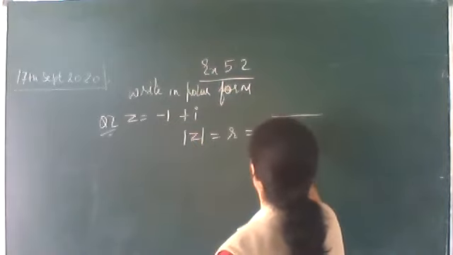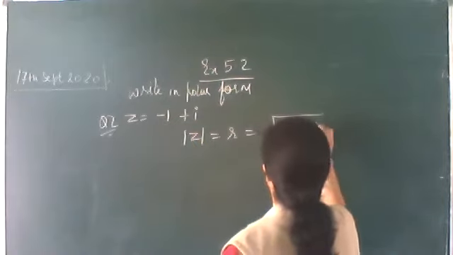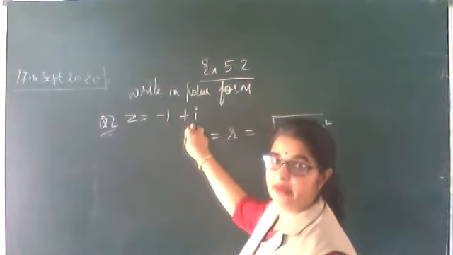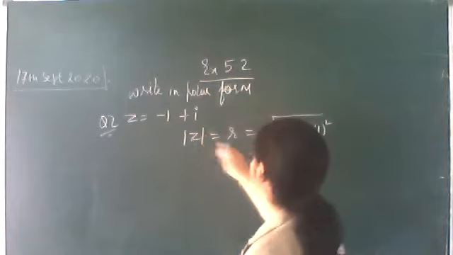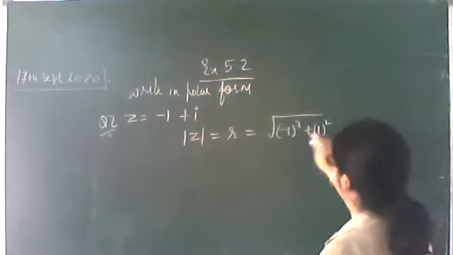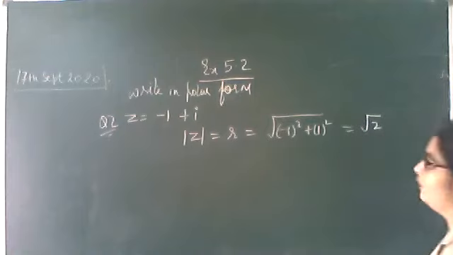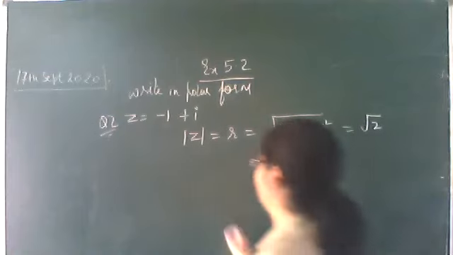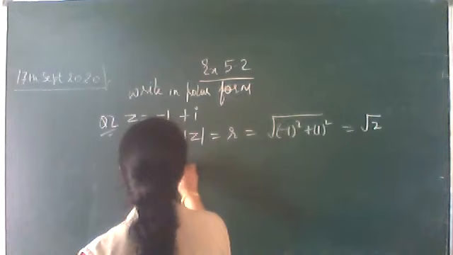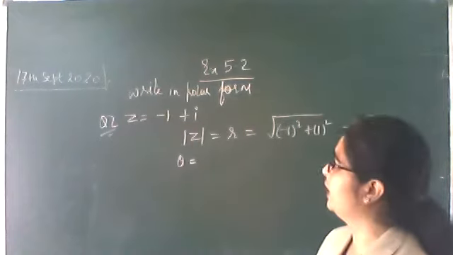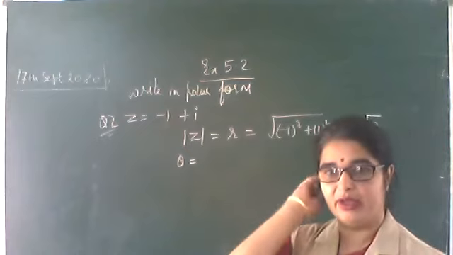Root over of minus 1 square plus 1 square. Clear? Minus 1 and coefficient of iota is 1. So we can have minus 1 square is 1, 1 plus 1, root over of 2. This will be your value of modulus. Now, for theta, it lies where? Theta means argument of z. Where does it lie?